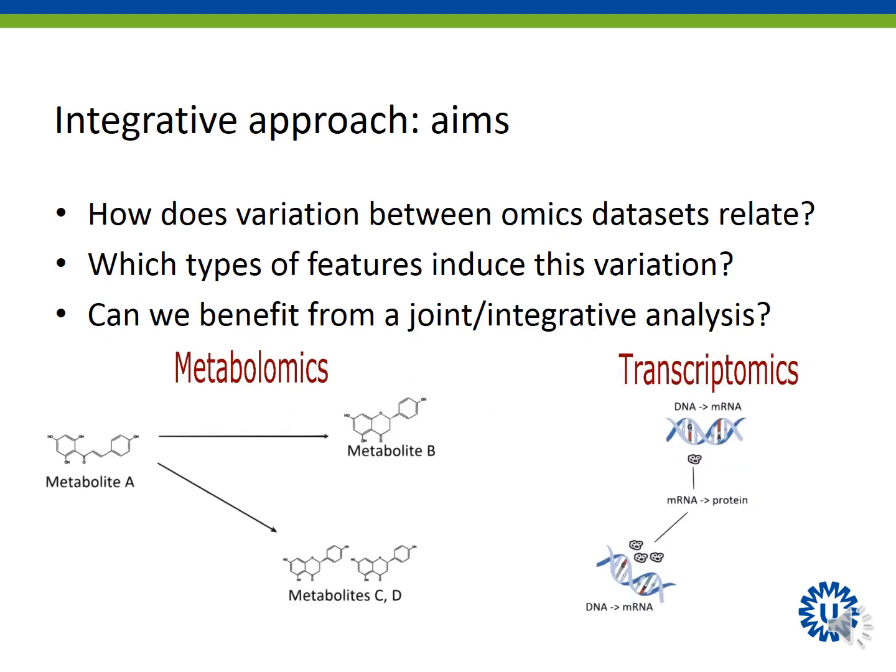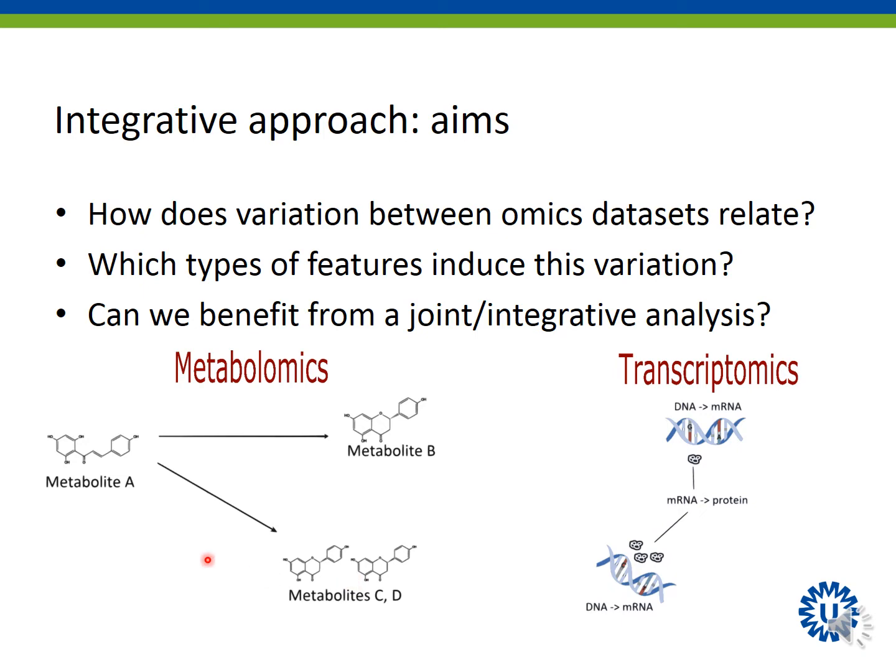So we typically ask three questions. The first one is, how does variation between omics datasets relate? For example, how much relationship is there? The second is, which types of features induce this variation? For example, which genes are related to which metabolites? And can we benefit from a joint or integrative analysis?